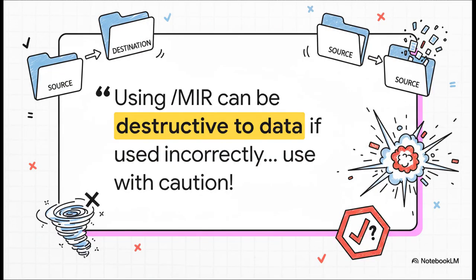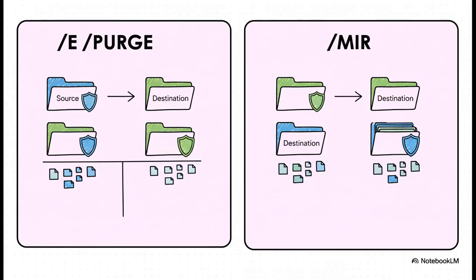And this is why you have to be so careful. I'm not exaggerating. If you accidentally flip your source and destination, Robocopy will look at your destination, see that it's now the source, and happily delete everything in the folder you were trying to back up to make it match. Always double-check your paths.